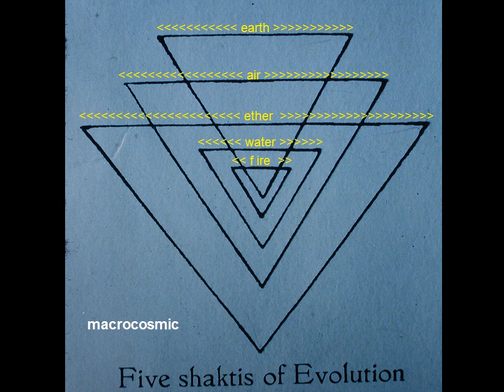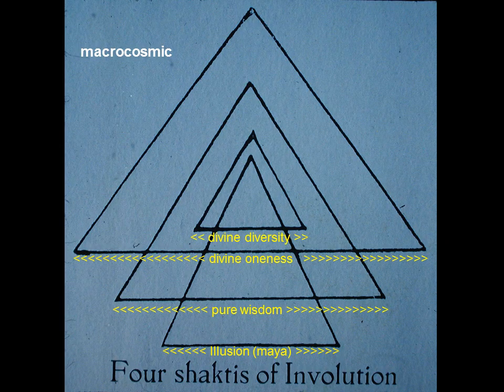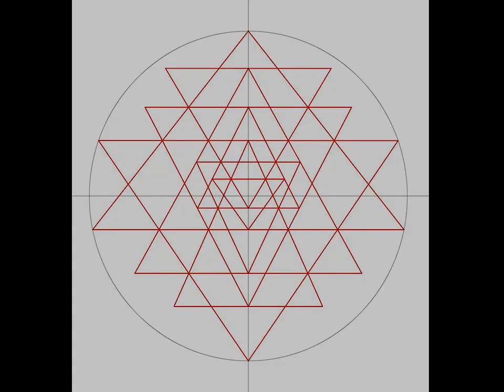I want to mention all these details are not necessary to understand and practice the Sri Yantra. Scholars over centuries have added these complexities. 5 Shaktis of involution. Illusion, Maya, the lowest triangle. Pure wisdom, concept of the one God, Godhead, or the Divine Lord, that is divine oneness. And the concept of the multiplicity of divinity, or many sacred things in our lives, divine diversity, the smallest triangle. When all put together, the 5 and the 4 create our interesting world.